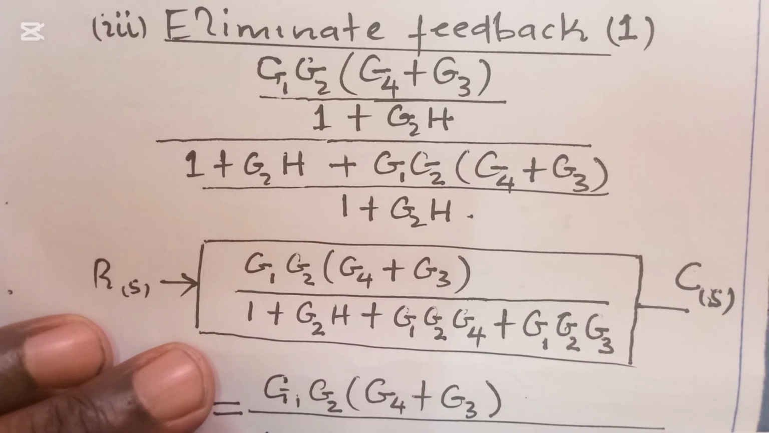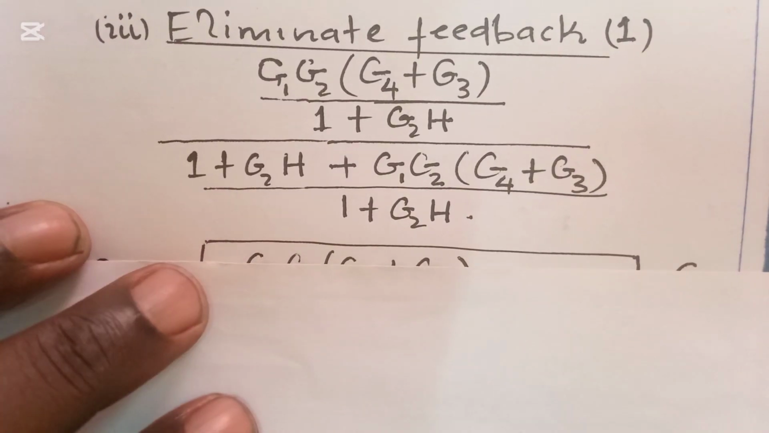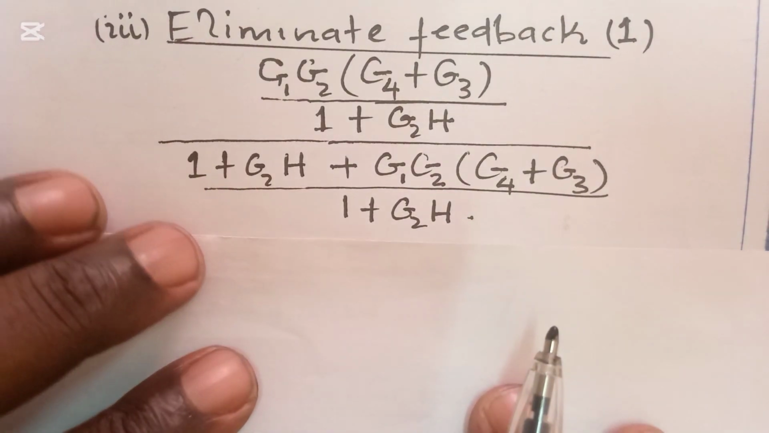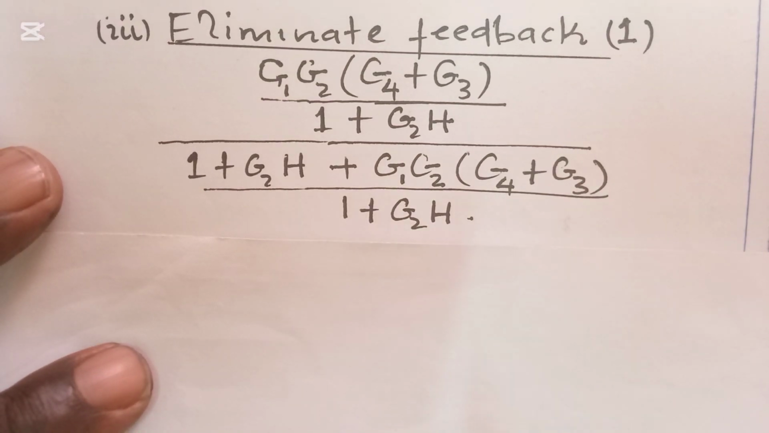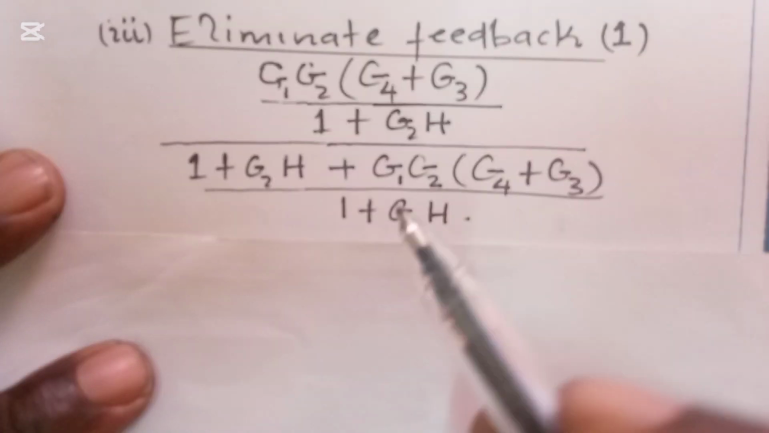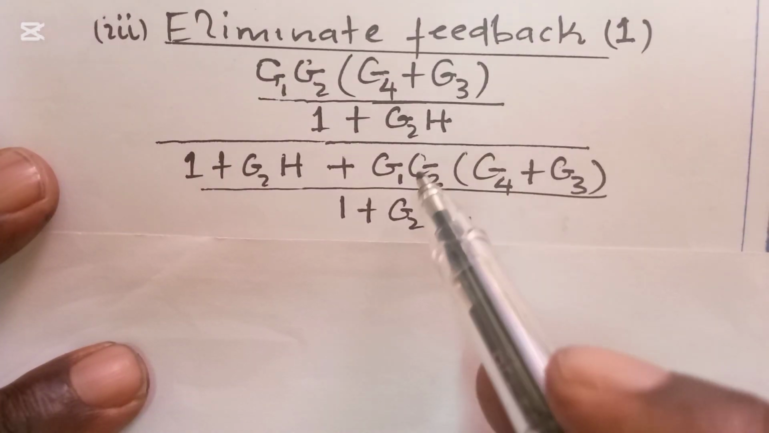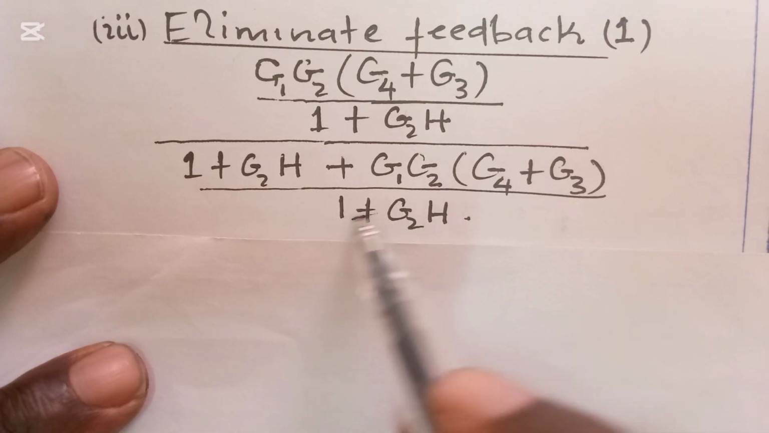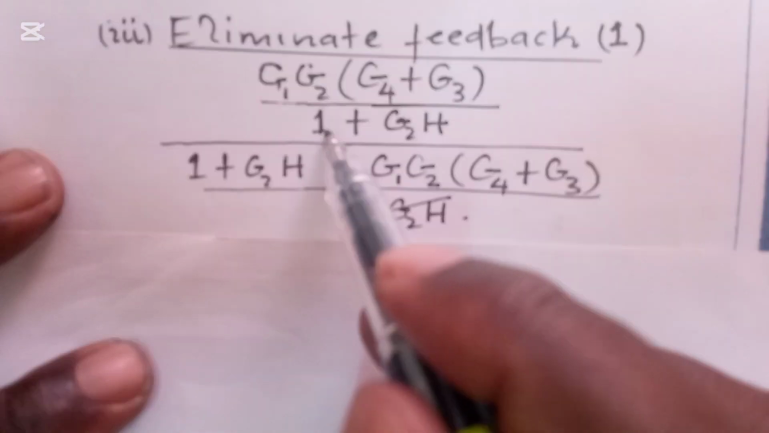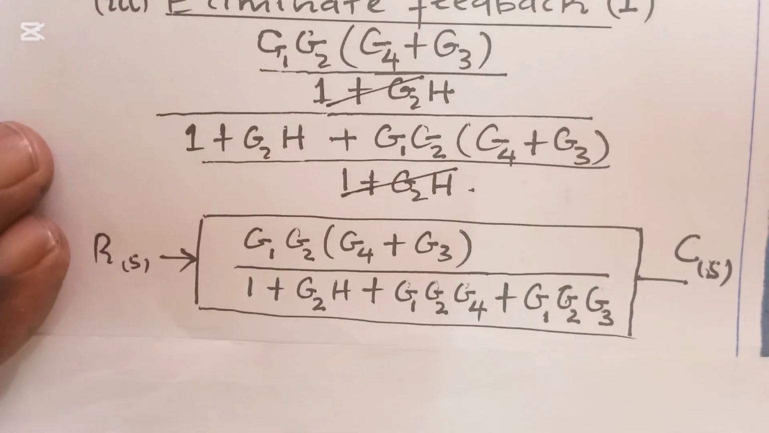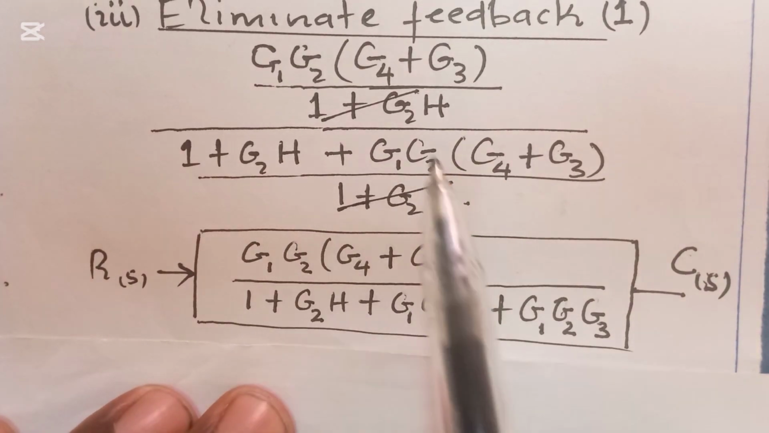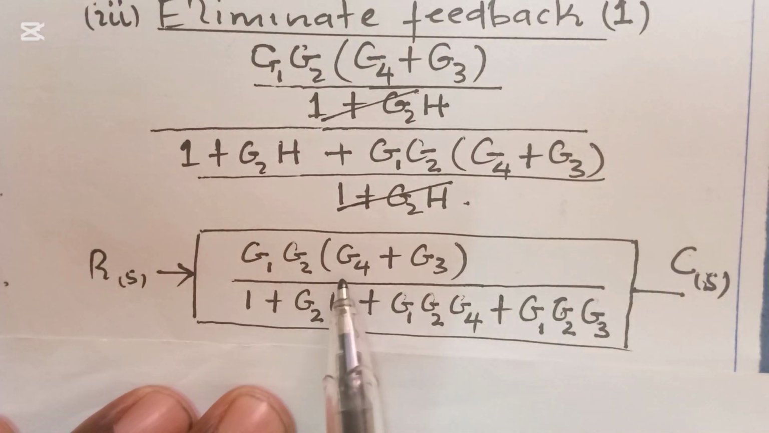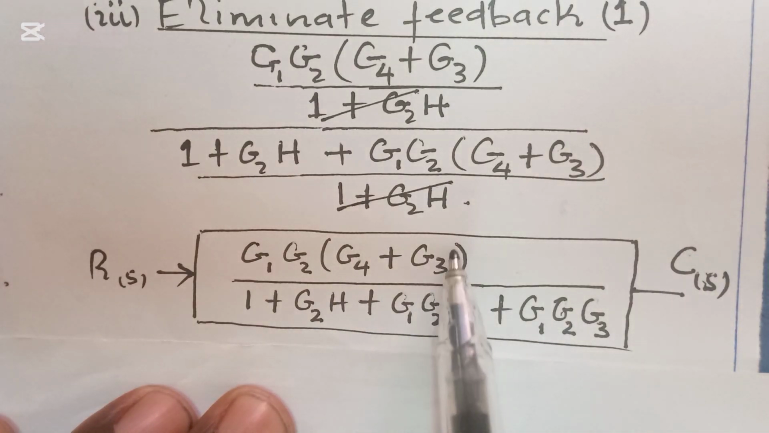After writing that, we now come to the next step, because we have eliminated the feedback loop. The next thing is to cancel this, because as you can see, both of them have the same denominator. So we can cancel this, and we can also cancel that. And so guys, we remain with this. We have a single block with G1, G2, open the bracket, G4 plus G3, close the bracket, all over that.